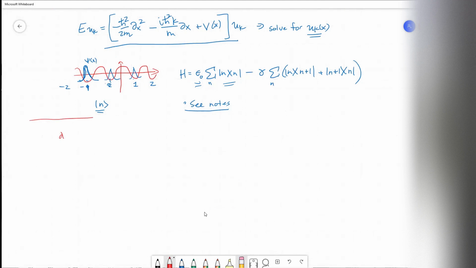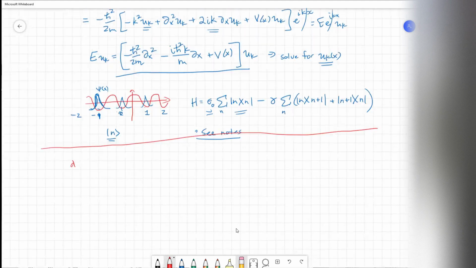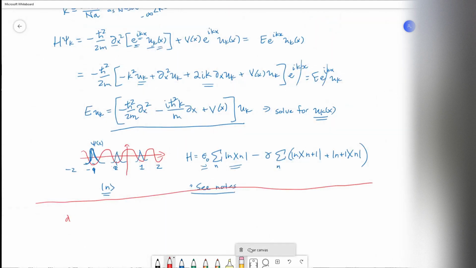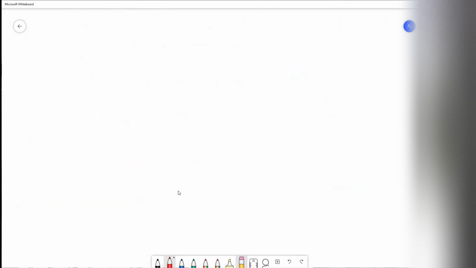And the other thing I wanted to mention before we move on to entanglement is what happens in 3 dimensions. Not much. It's just that all your derivatives with respect to x turn into gradients. So it's not any different.